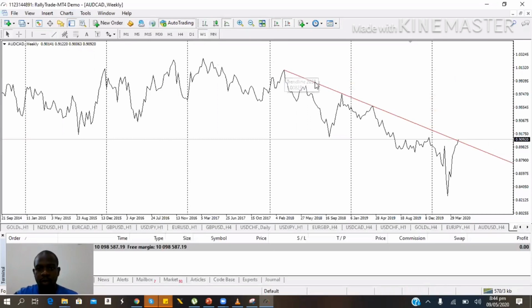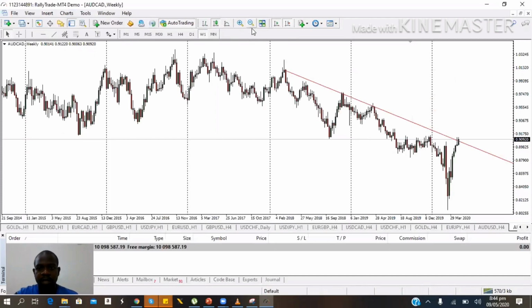So you can see one touch, two touch, third touch, and now it's having a fourth touch. When you're done, you can change it back to your candlestick and see how price reacts every time it touches that trend line. So guys, that's it for now. Thank you very much, and stay safe. The next video will be on channels. On your own, look at this and try and analyze the trend lines yourself.